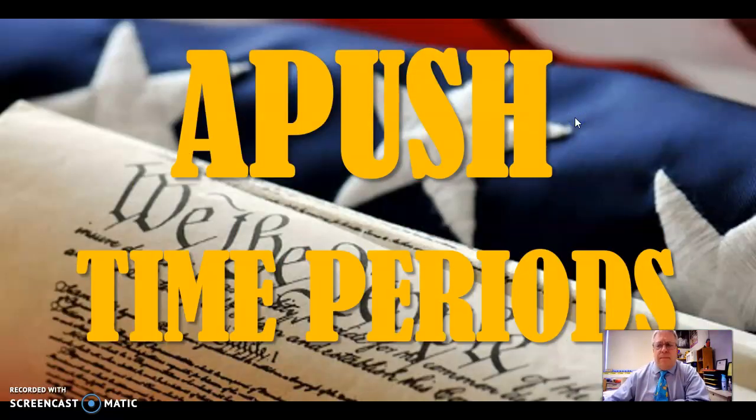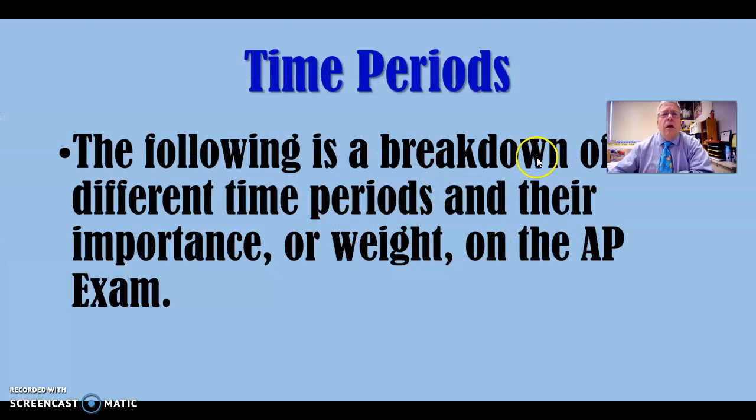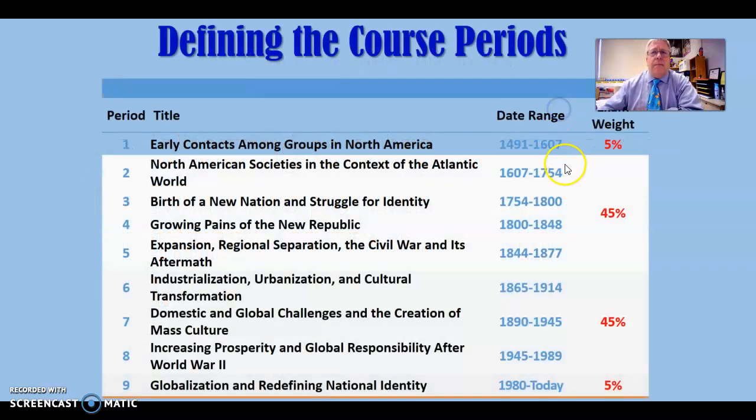The next one is time periods. Okay, there are 9 major time periods that the course is broken down into also. But potentially, they're going to cover different percentages of the AP exam. They're not all going to be treated equal. Now, the following that I'm going to show is a breakdown of the different time periods and their importance, or should we say weight, on the actual AP exam.